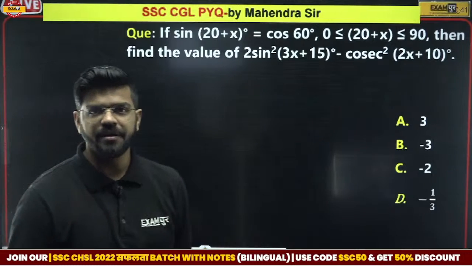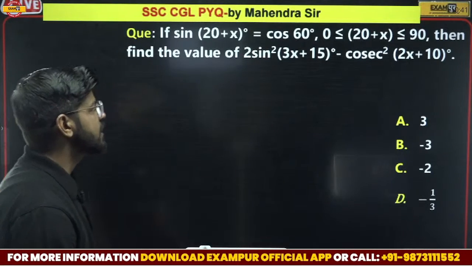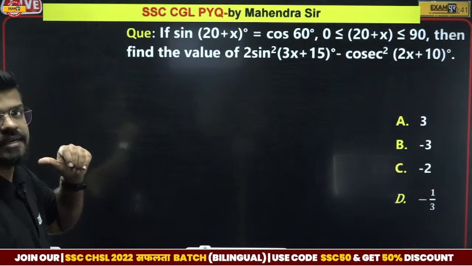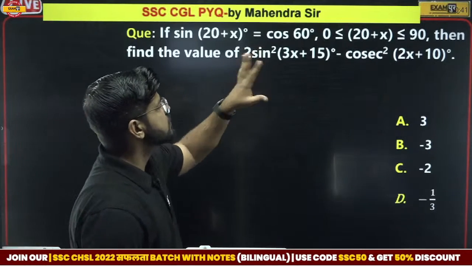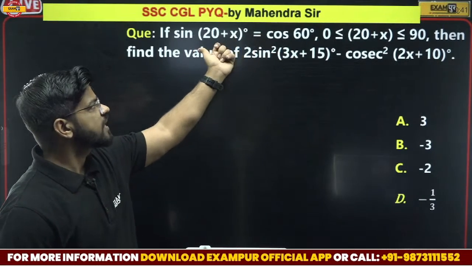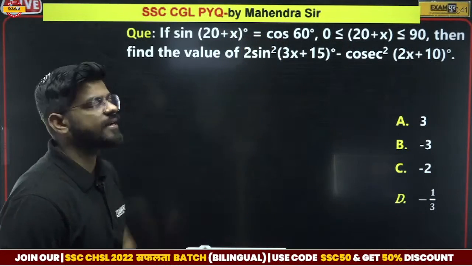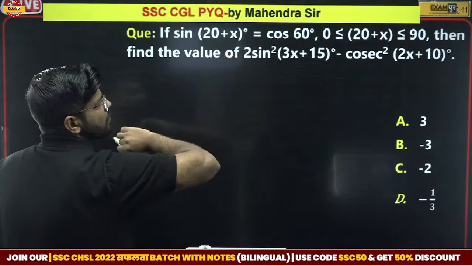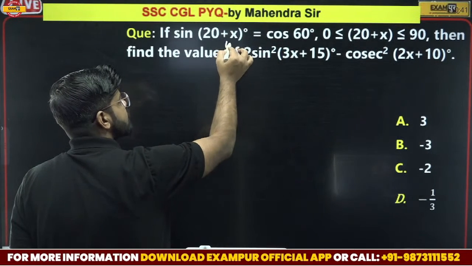Again we have got a question from trigonometry. Tell me the answer for this question. If sine of (20 degree plus x degree) is equal to cos 60 degree. I told you, when sine A is equal to cos B, that means A plus B is equal to 90 degree. So if we add 20 plus 60 plus x, this should be equal to 90. 20 plus 60 is 80, plus x is equal to 90. That means x is equal to 10.